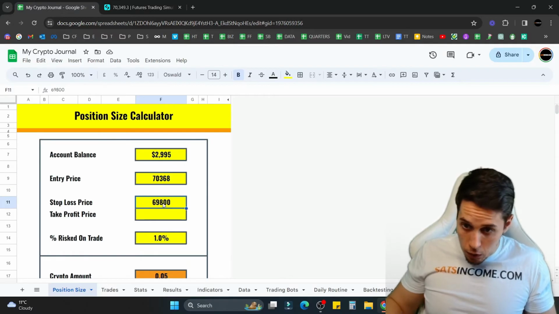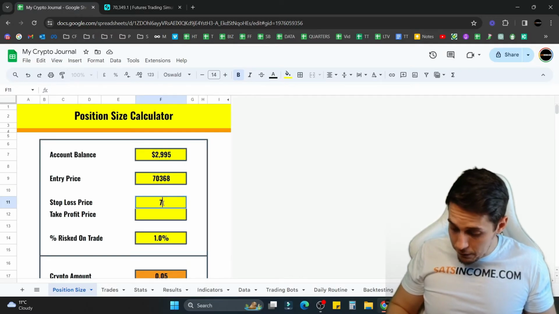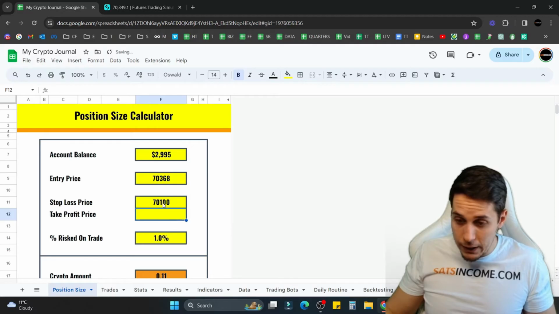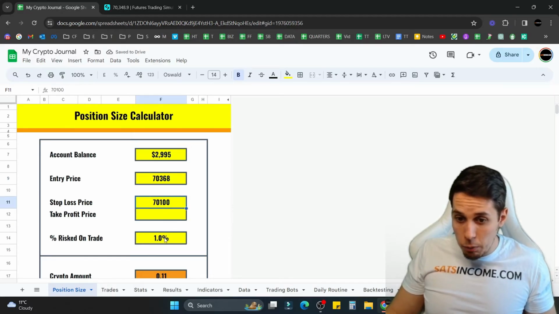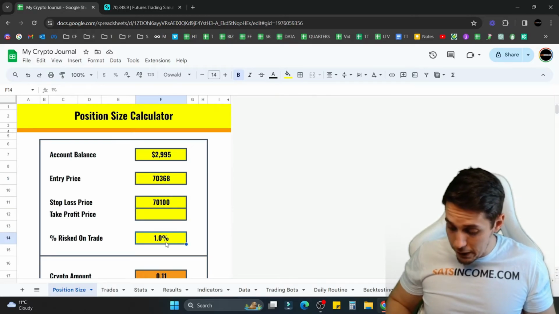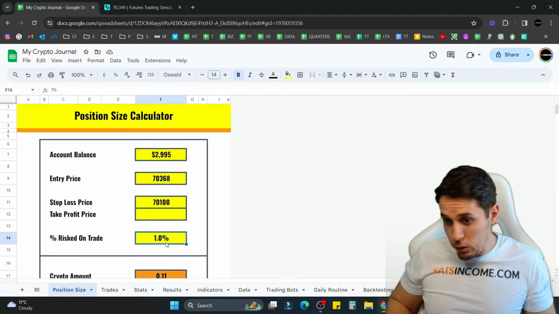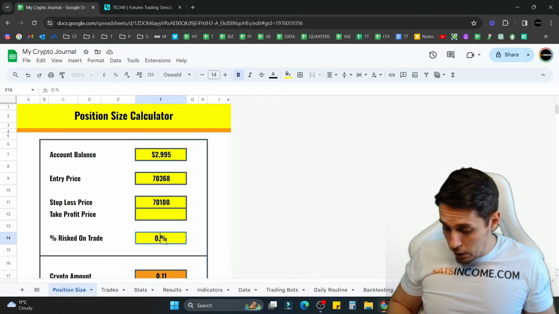If you are scalping, your stop loss is very likely gonna be even higher than that. So it can be something like this. So you're gonna add the entry price, you're gonna add the stop loss price, and then you're gonna adjust the risk per trade, right? If you are scalping, I don't suggest you guys risk 1%. You gotta go lower, right?